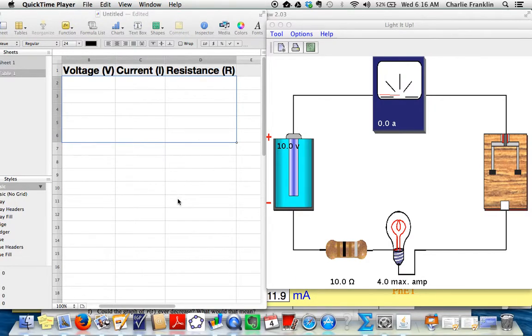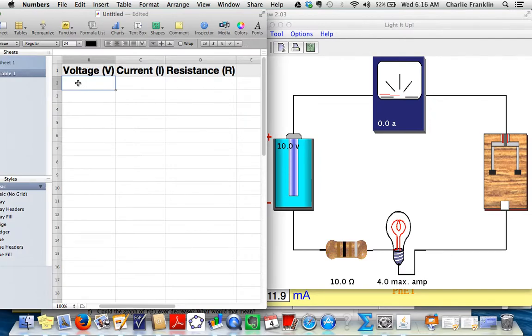Hi, this is an explanation of the textbook problem on page 27, problem number 2. We're using a computer simulation to look at a battery, resistor, and light bulb circuit. This is a switch, and this is an ammeter that measures the number of amps that we have going here. This battery right here is set to 10 volts, so I'm going to put that in my chart over here where I'm going to keep track of my numbers.